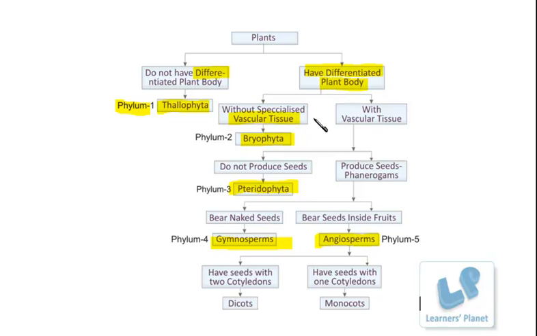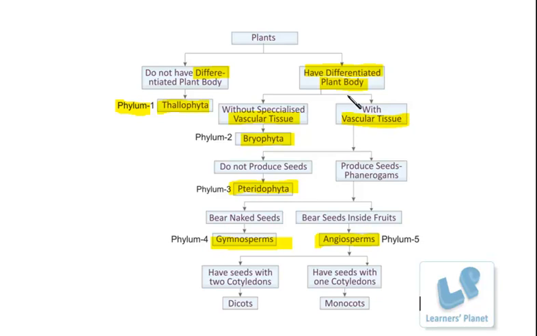That means which system is participating in the conduction of material? These tissues are xylem and the phloem. So these xylem and phloem are not developed in the group Bryophyta. Next is Pteridophyta, in which this property has been now developed.